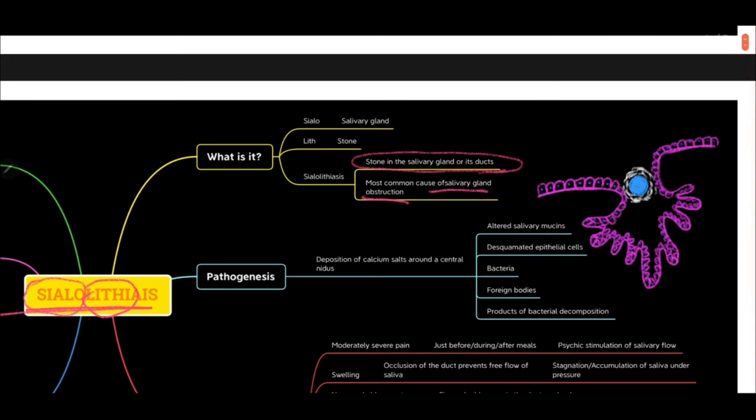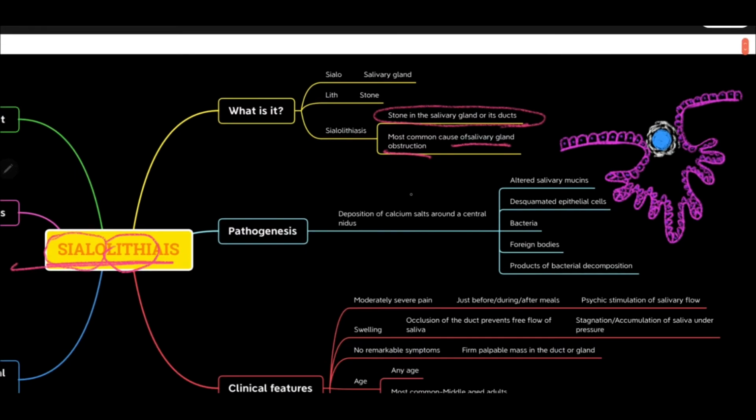So what happens is that there is a central nidus, which is shown in blue over here, and around it you would see a lot of deposition of calcium salts. So that is its pathogenesis. There is deposition of calcium salts around the central nidus. The central nidus, the thing in blue, has altered salivary mucins, desquamated epithelial cells, bacteria, foreign bodies, and all the product of bacterial decomposition. So all these things are present in the central nidus, and around it there is deposition of calcium, which leads to the formation of a salivary gland stone, right?